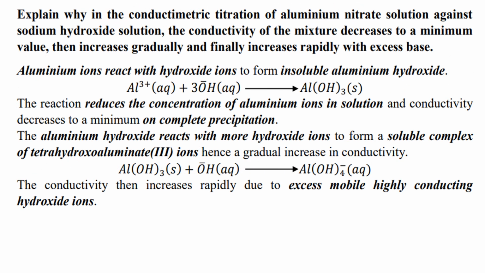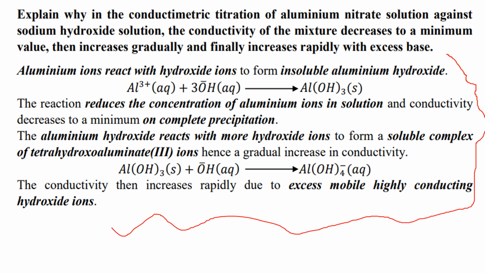Now sometimes conductimetric graphs or titration graphs are not about acids and bases. Sometimes it's about the practicals that you do, and we bring these questions under mixed questions that require you to explain various chemistry concepts. So in this question, you are required to determine at which point conductivity is going to be higher and at which point it is going to be lower, based on your chemistry practical knowledge.